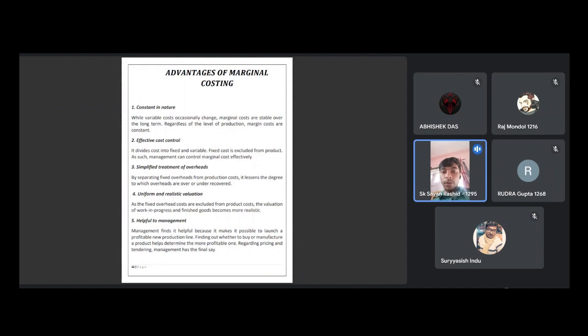It is also helpful to management. Management finds it helpful because it makes it possible to launch a profitable new production line. Finding out whether to buy or manufacture a product helps determine the more profitable one. Regarding price and tendering, management has the final say.